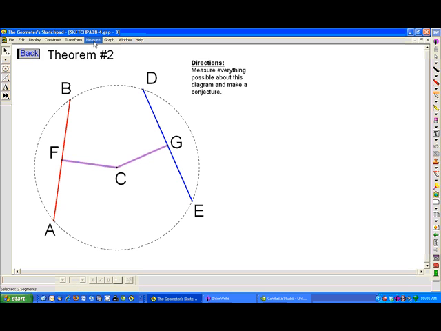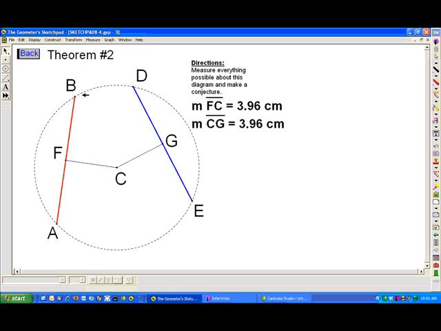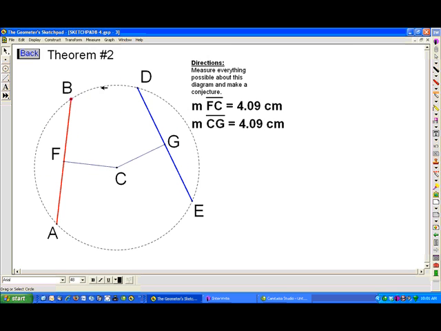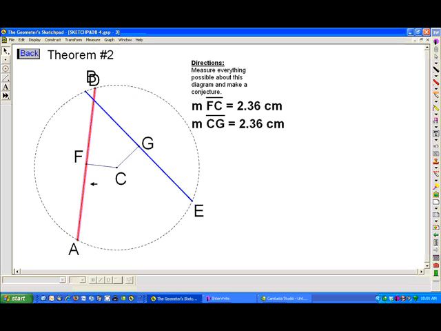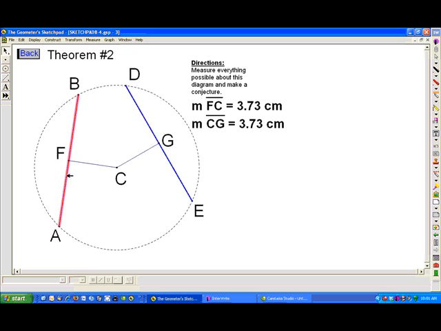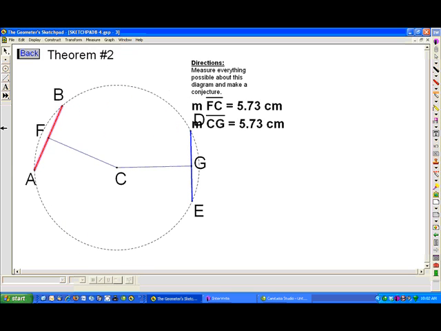Well, if I measure both of them, so if the chords are congruent, notice the distances are always congruent. And that will be our theorem. Congruent chords are the same distance to the center. The longer the chords get, the closer they must be to the center. The shorter the chords become, the farther away.